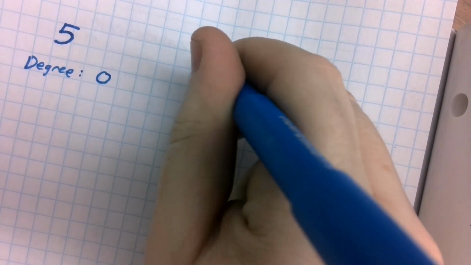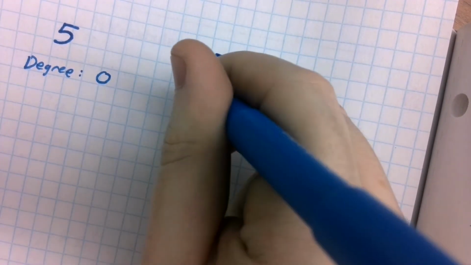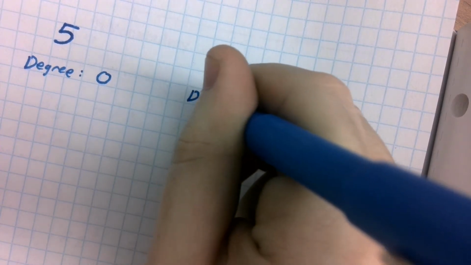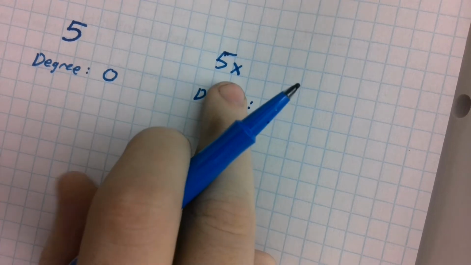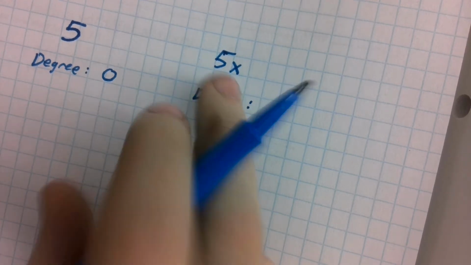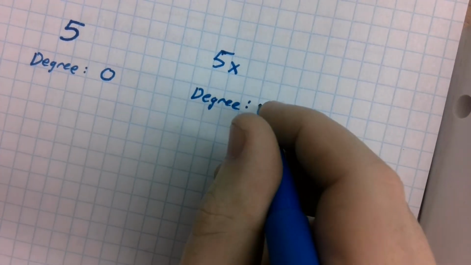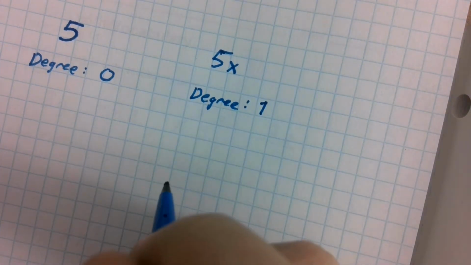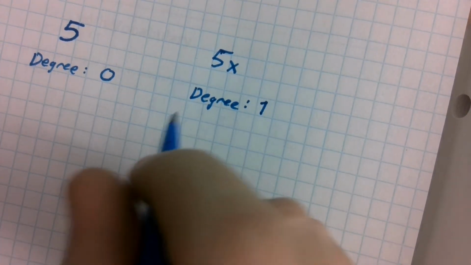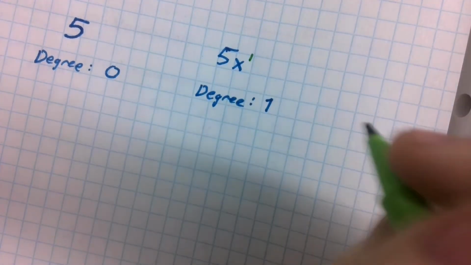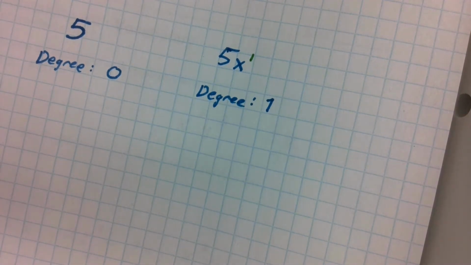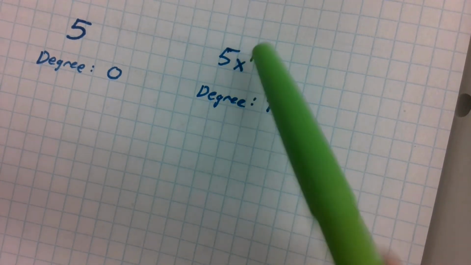Okay, what if instead of 5, I had 5x? Now how many variables are in this problem? Well, 5 is a number, and x is being multiplied. This would be degree 1, since there's just one x being multiplied in our problem. For those of you who want to follow the definition in the textbook, you may notice that x is the same as x to the first power. So we would add up all the exponents, and we would say, oh, there's 1.